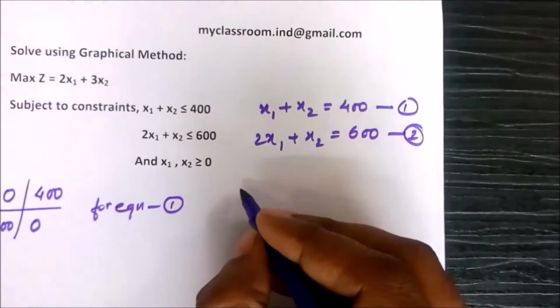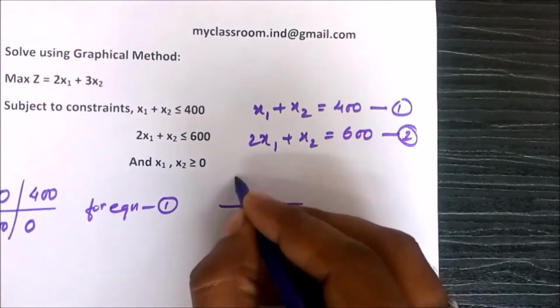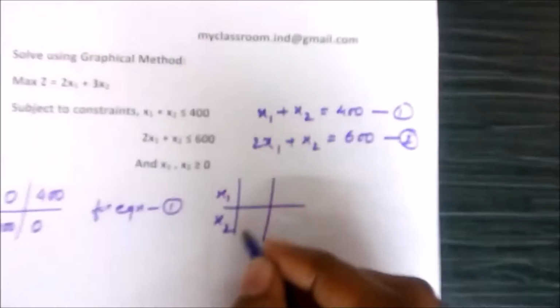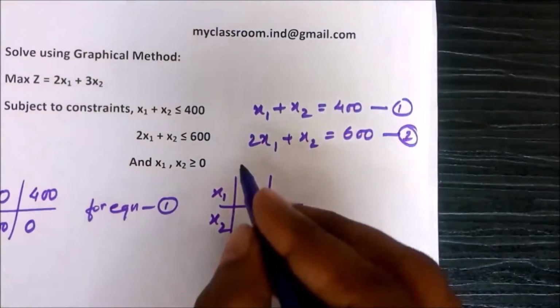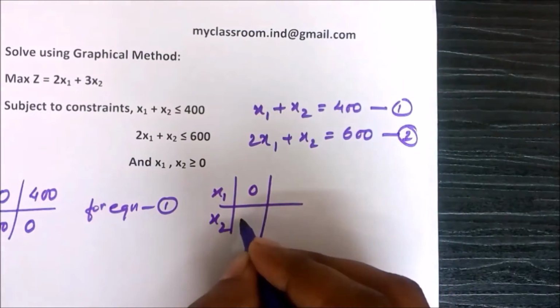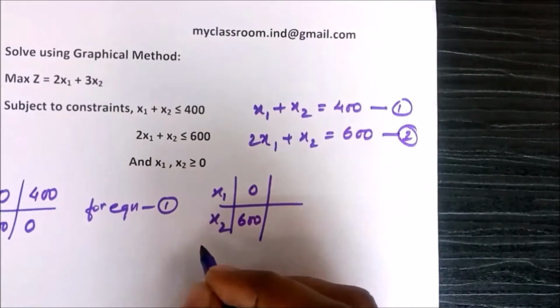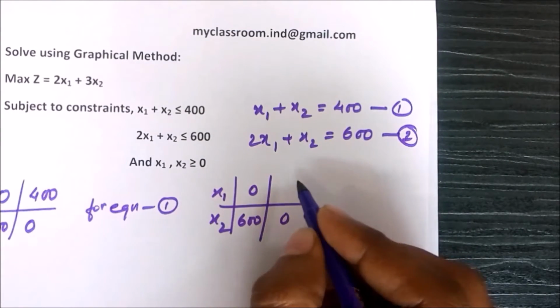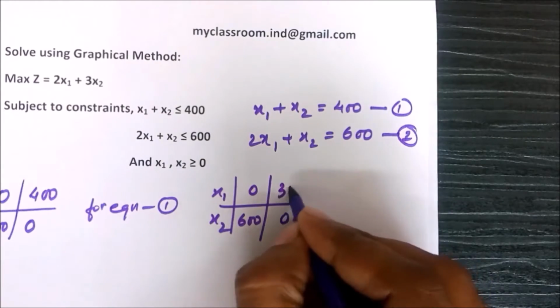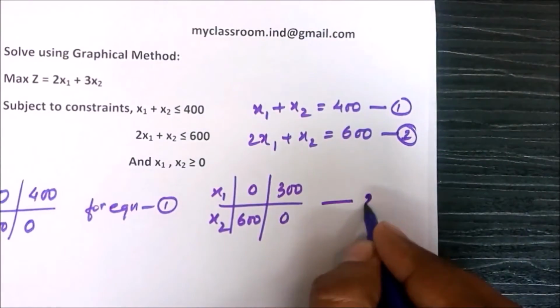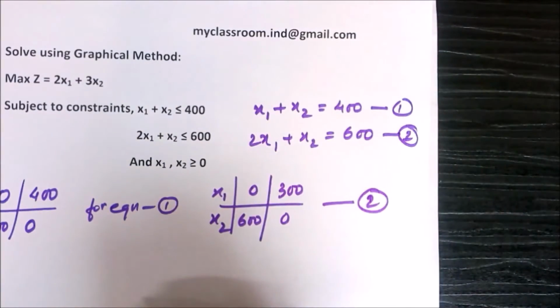Similarly, for equation 2, as I substitute 0 for x1, I get 600 for x2. As I substitute 0 for x2, I get the value 300 for x1. Now this is for equation 2.